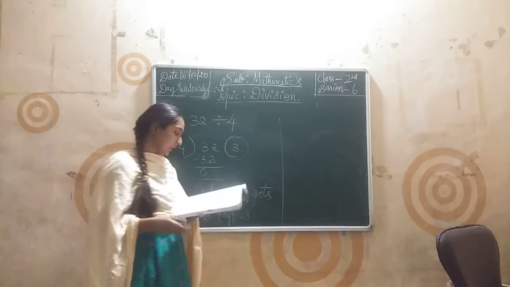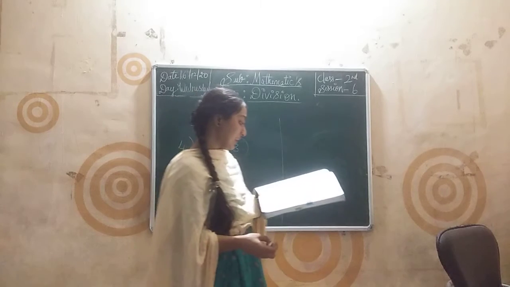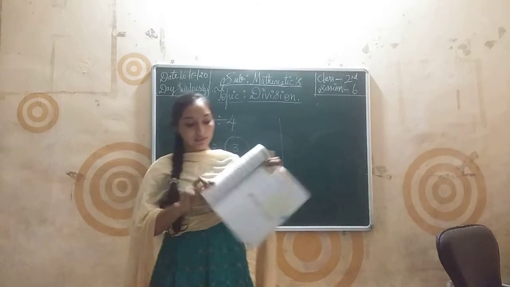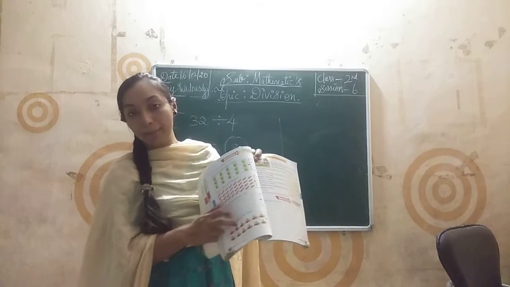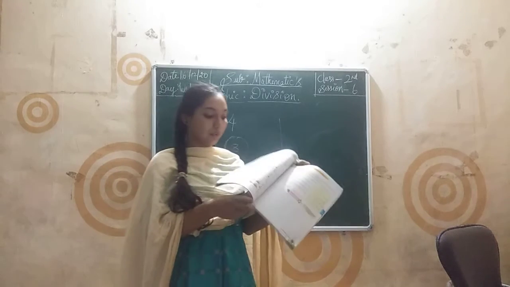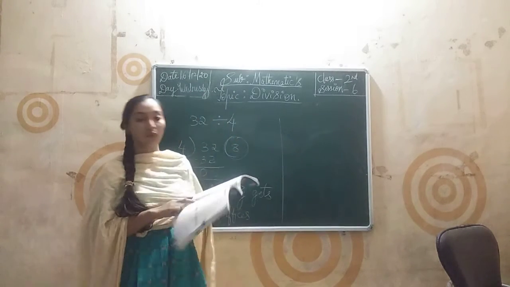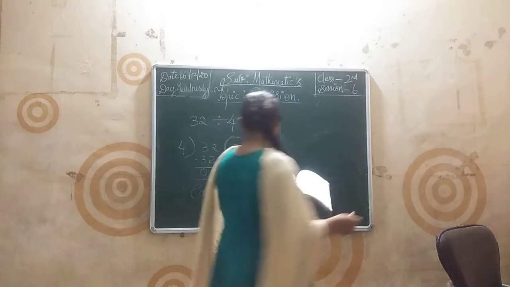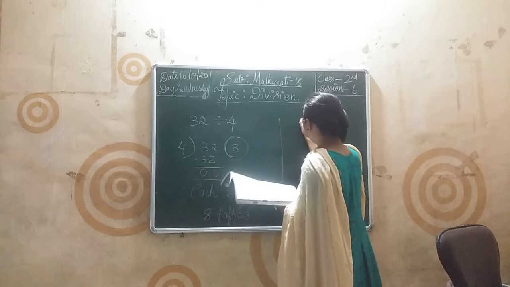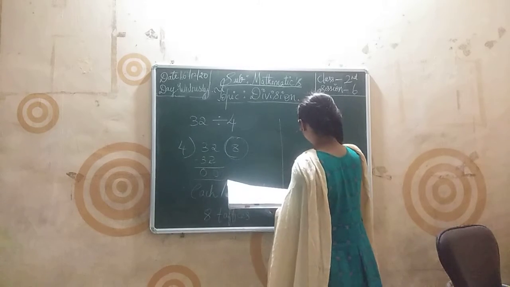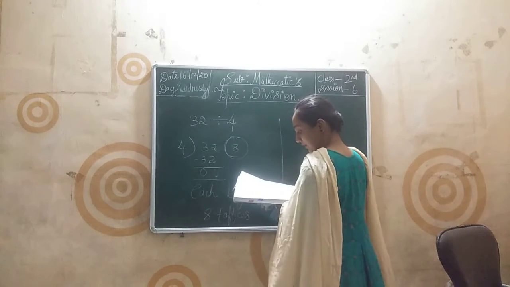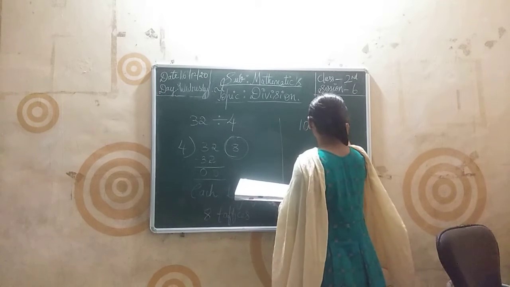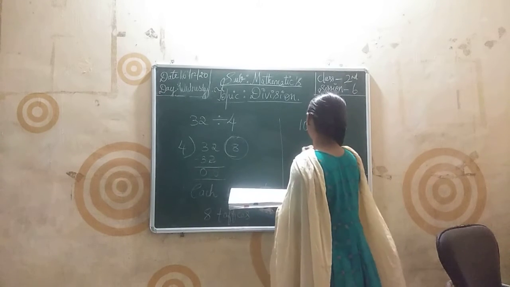Okay. And the third question: divide 10 pencils equally between 2 girls. So students, look here. There are a total of 10 pencils. What we have to do now is distribute these pencils to 2 girls equally. The total number of pencils is 10 and there are two girls. That means 10 divided by 2.